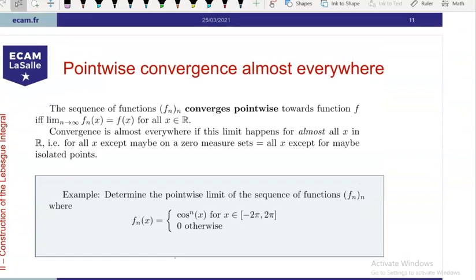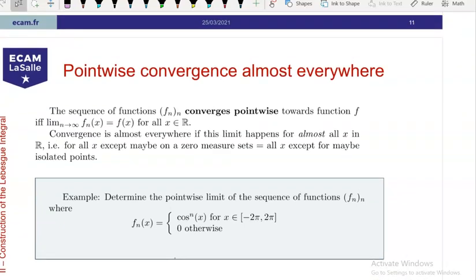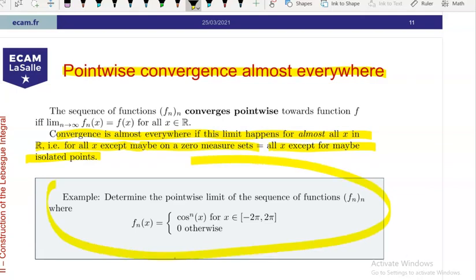Okay, let's see an example, right? So pointwise convergence almost everywhere. This is what we want to deal with. So convergence is almost everywhere if this limit happens for all x in R, and for all x maybe except on sets of zero measure, that's maybe for isolated points. Okay, so let's look at this one.